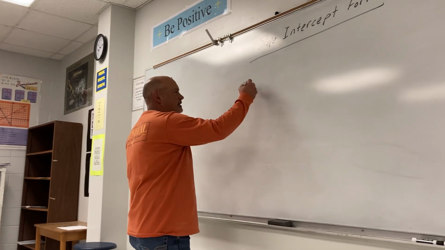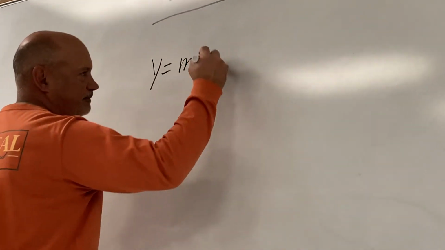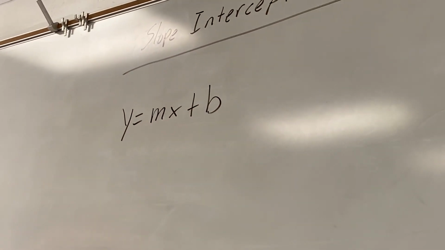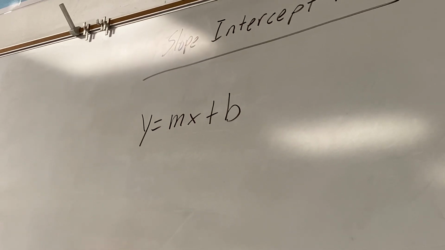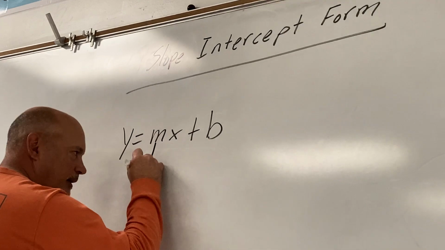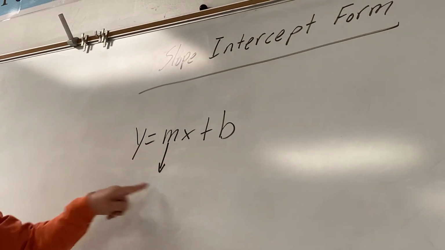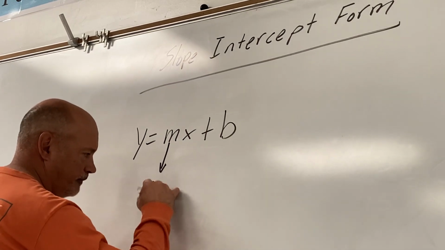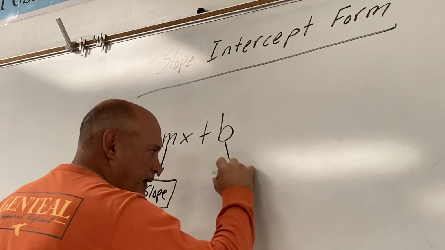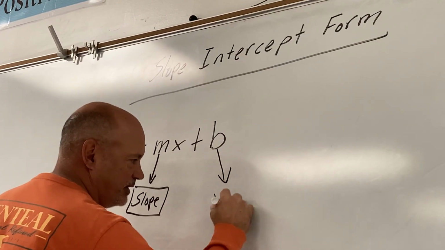Here is the equation for slope-intercept form. It's y equals mx plus b. Write it down, highlight it, put stars by it. M, the number that's going to be in front of the x, is called the slope. B, which is the number after the x, is the y-intercept.